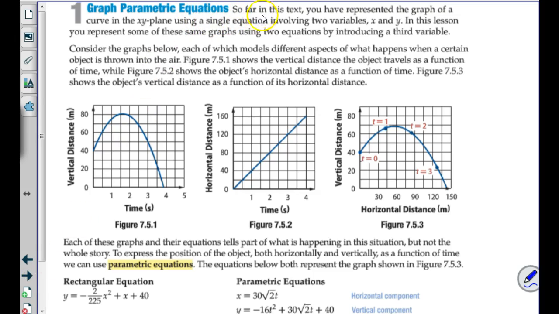It says, so far you've learned to represent the graph of a curve in an XY coordinate plane in a single equation involving 2 variables, X and Y. We're going to now talk about different models and aspects. So when we had a distance versus time, like you threw up the ball and it came down, right? The shape was not actually making a parabola, but as time went by, the vertical distance up and down changed. We could also graph the horizontal distance away from us as a function of time. But what we're going to do eventually is combine the vertical and horizontal distance.